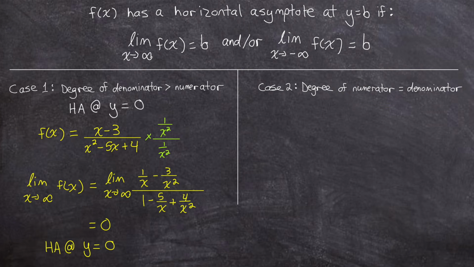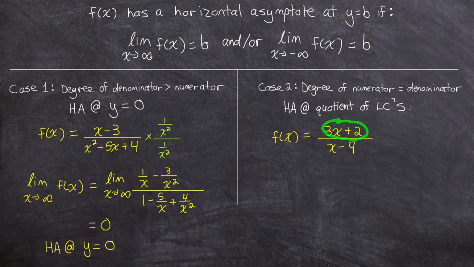Well, when that happens, the horizontal asymptote is actually at the quotient of the leading coefficients. So for example, this function, because the numerator is a degree 1 polynomial and the denominator is also a degree 1 polynomial, since their degrees are equal to each other, the horizontal asymptote is going to be at the quotient of their leading coefficients. The leading coefficient of the function in the numerator is 3, and the leading coefficient of the function in the denominator is 1. So the horizontal asymptote would be at the line y equals 3 divided by 1, which is just 3.